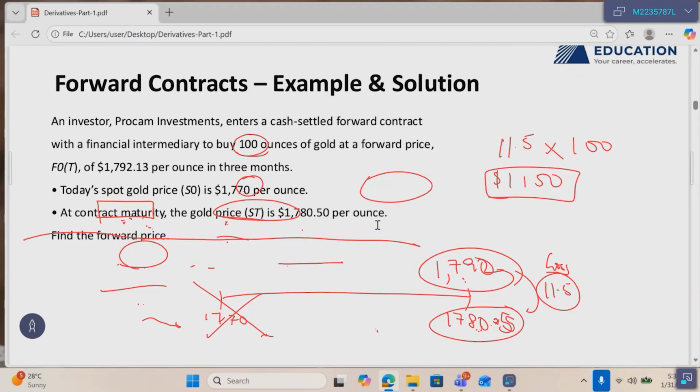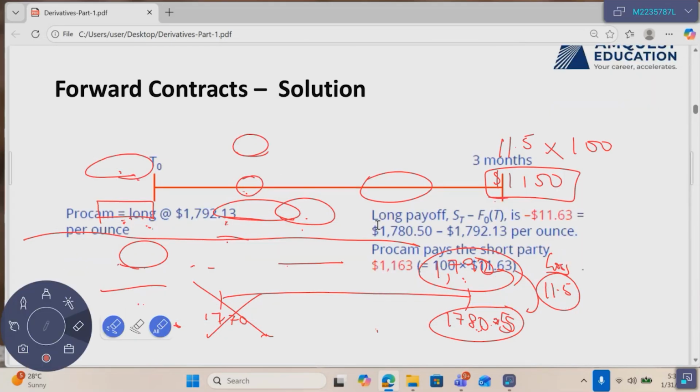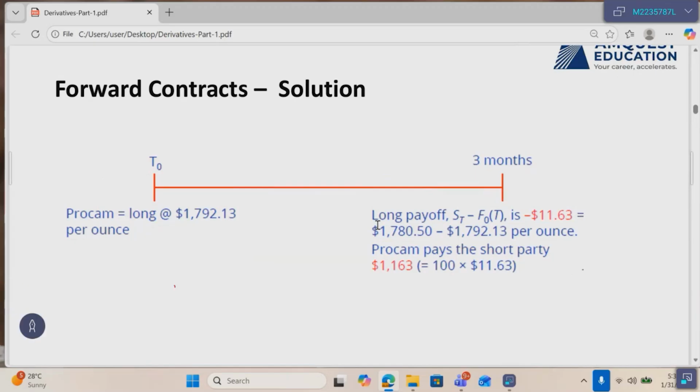Clear the logic? So you remember the spot price is useless. You agreed at this price, the price is actually so much, and the difference is what you are responsible to pay, instead of paying the full amount. This is the amount of loss that you have to incur today by way of doing the contract. 1792, 1780, and therefore you end up with a loss of so much.